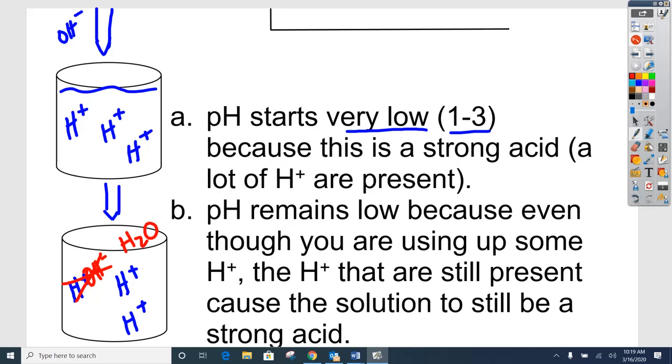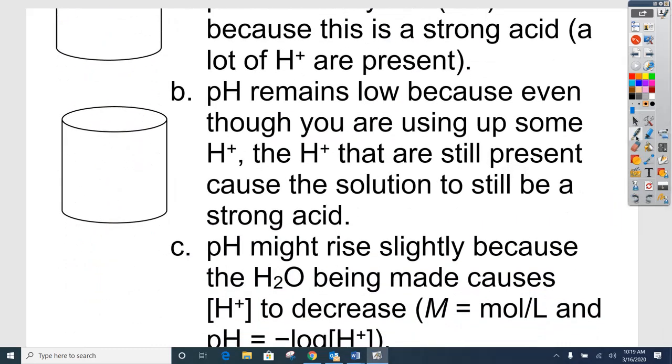But I still have excess hydrogen ions in the solution. So my pH still remains very low because I still have strong acid present in the container. Okay? You might see your pH rise just slightly on these graphs. C and B go with the same drawing. You might see your pH rise slightly because of the water that we are creating. It dilutes your solution. So that's why on our graph you saw a very slight slope at the beginning.